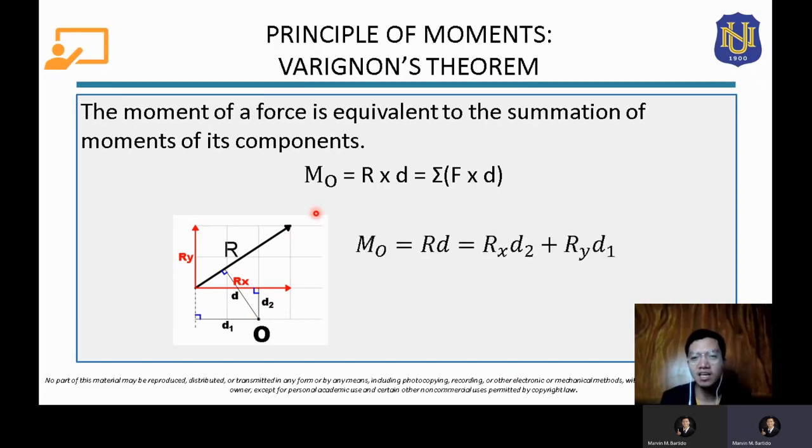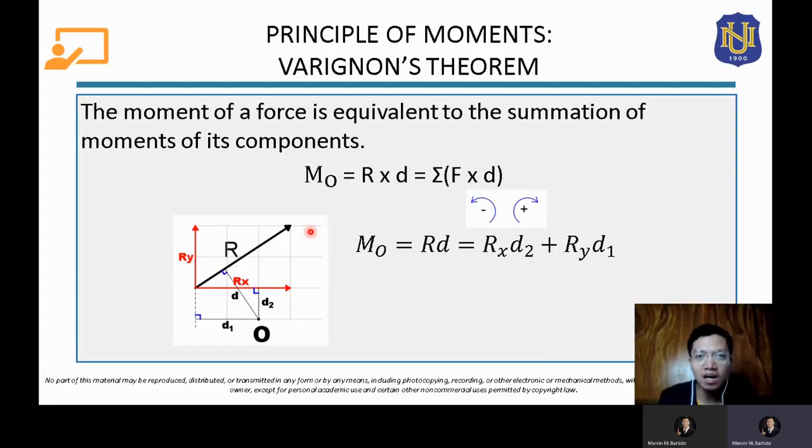Also class, it's important to know that in summing up the moments of forces, we also need to use sign conventions here. For moments that are clockwise, so let's say the rotation of your moment is clockwise, our sign convention for that is positive. For counterclockwise rotation, meanwhile, it will be negative. We will need this sign convention in summing up moments of forces.